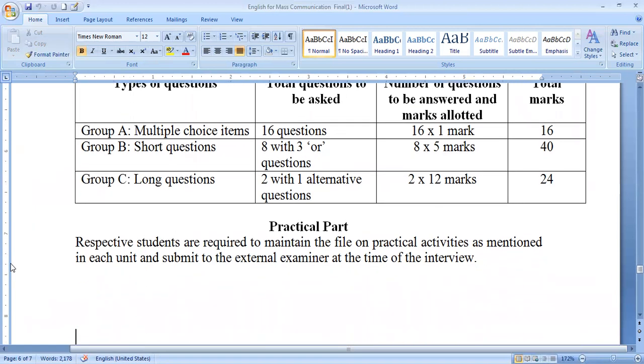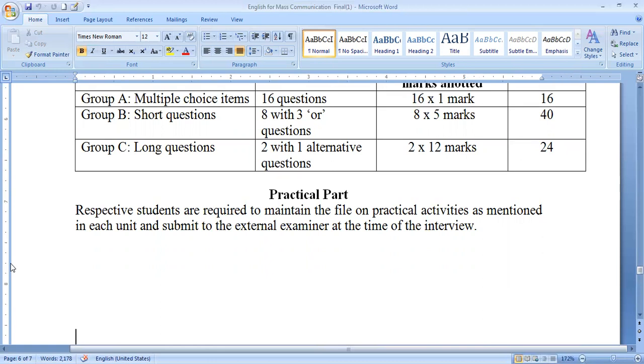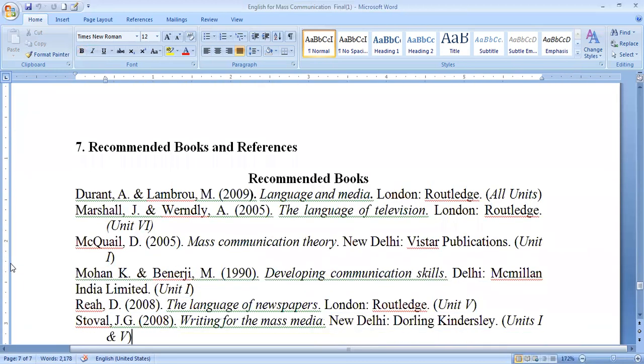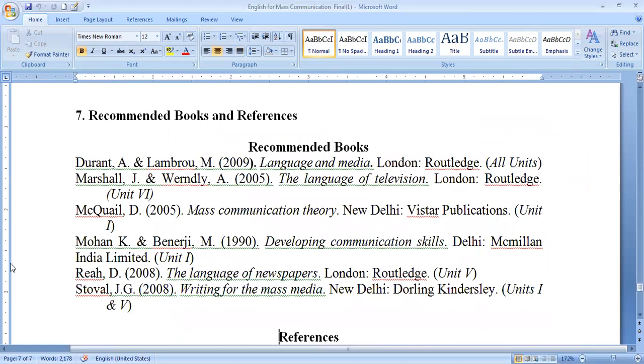Regarding the practical part, respective students are required to maintain a file on practical activities as mentioned in each unit and submit it to the external examiner at the time of the interview. We discussed the practical activities in each and every unit according to the instructions given. Then students can get some recommended books, which they can go through for better learning.